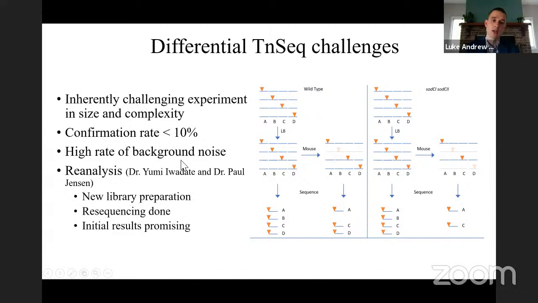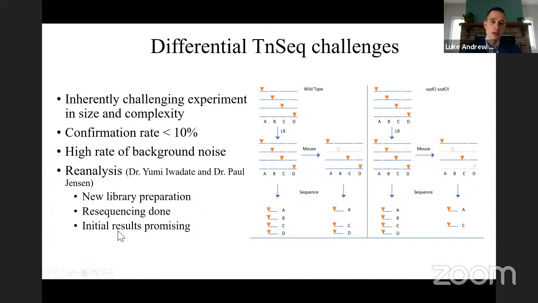And as Jim mentioned in his introduction, Yumi, a postdoc in the lab, has been working with Dr. Jensen to reanalyze this data. And so working with Dr. Jensen, Yumi has created a new method to prepare these sequencing libraries. She redid the sequencing a few weeks ago, and the initial results from this are really promising. There seems to be a lot less background noise than in our initial analysis.